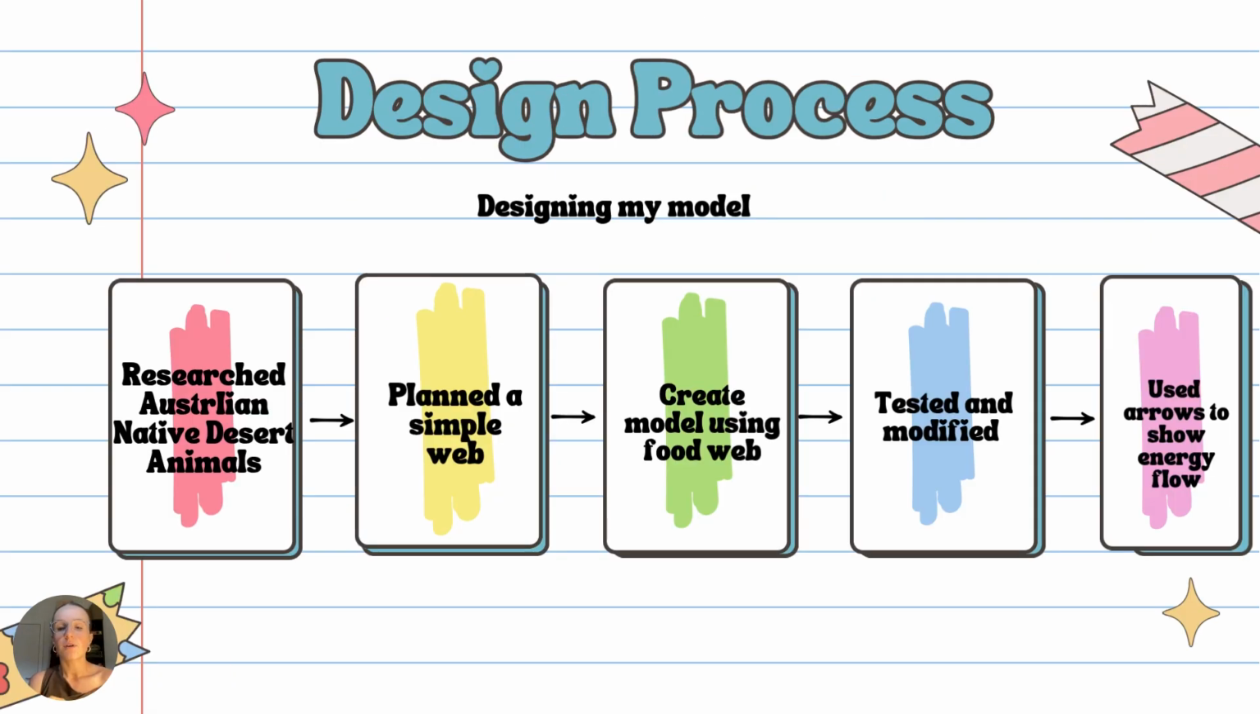I followed a design process to plan, build, and improve my model. First, I researched how a desert food web works and decided to focus on the role of the dingo. Then I designed my model so that it could move and show what happens when the dingo is removed from the ecosystem. I used strings to make the animals move. When I pull the string, the dingo moves away, and that sets off a chain reaction in the food web.